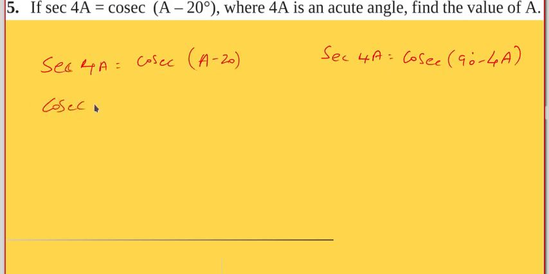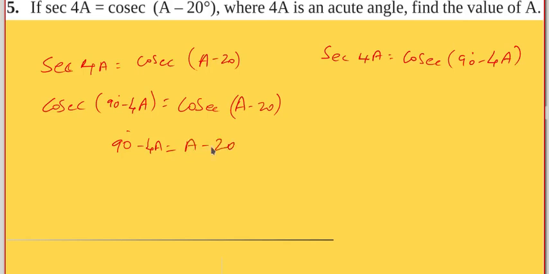So cosecant of 90 minus 4A equal to, the right side let me write as it is. The secant 4A only we substituted with this one. This side is in terms of cosecant only already. So let me write this as it is: cosecant of A minus 20. So on both sides it is in the cosecant function, so we can remove the function. We'll write the values only. Only angles we can equalize. So 90 minus 4A equal to A minus 20.